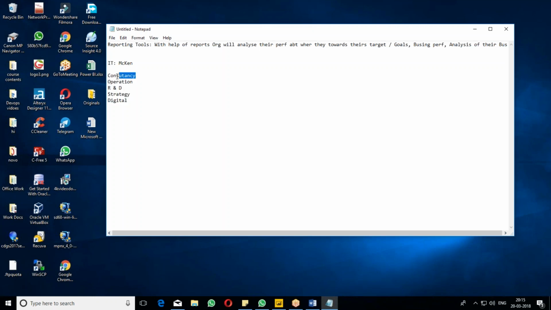If I take McKinsey, they have these wings: one is consultancy, one is operations, one is R&D, one is strategy, one is digital. So let's say I have been working on operations. In this operations, there might be so many departments and so many operations that we might have been performing. Let's say I will take just operations, that is nothing but CC, customer care. This is just to provide the customer services. I will take it as an example.